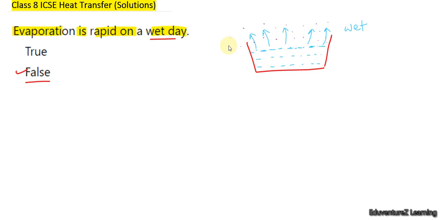But if it is a dry day, then there is an increase in temperature around the surroundings and the water will evaporate easily and faster as compared to a wet day. So we can't say that evaporation is rapid on a wet day.